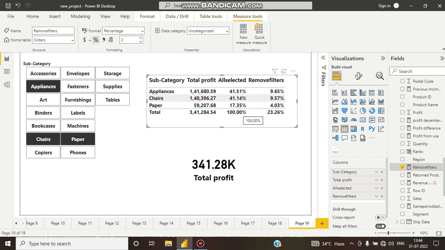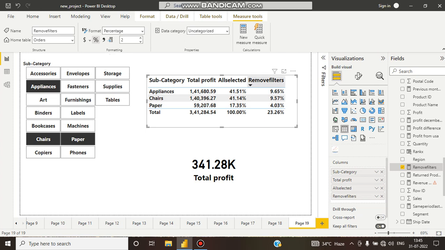So what is ALLSELECTED doing? ALLSELECTED is creating a percentage only for the selected products. These three products are selected, and the ALLSELECTED function creates the percentage of each item only among the selected products. Okay, so you can see applications is 41.51%, shares 41.11%, and paper is 17.35%. And these three items total 100%.